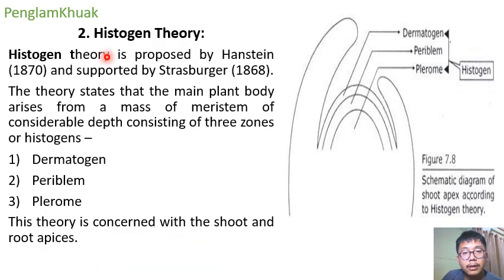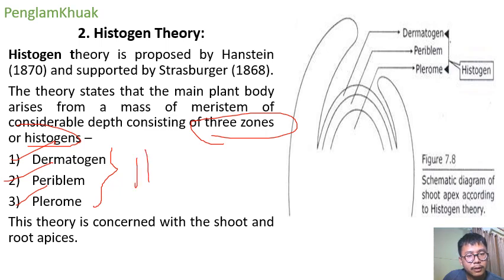The older apical cell theory was replaced by Histogen theory because it is not applicable for seed plants, that is angiospermic and gymnospermic plants. This Histogen theory was proposed by Hanstein in the year 1870 and further supported by Strasburger in the year 1868. The theory stated that the main plant body arises from a mass, a group of cells, that is meristematic cells. It consists of three zones, and these three zones are called histogens. Number one, dermatogen, periblem and plerome. These are the three zones, or histogens.